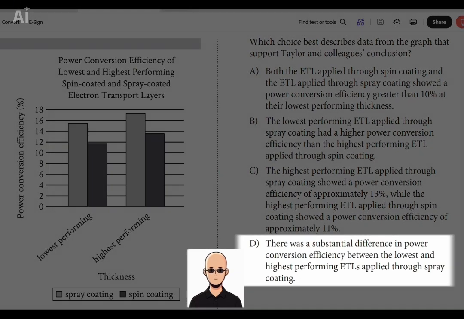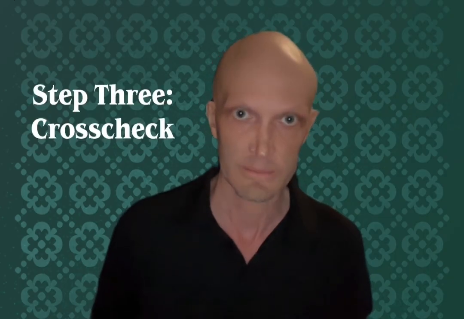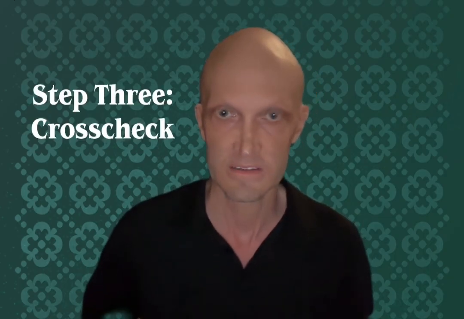D. There was a substantial difference in power conversion efficiency between the lowest and highest performing ETLs applied through spray coating. This one only talks about spray coating, so it doesn't support the claim that spray coating is more efficient than spin coating. Cross it out. Step 3. We have narrowed down the possibilities to answer choices B and C. Now let's test each one against the data. B.